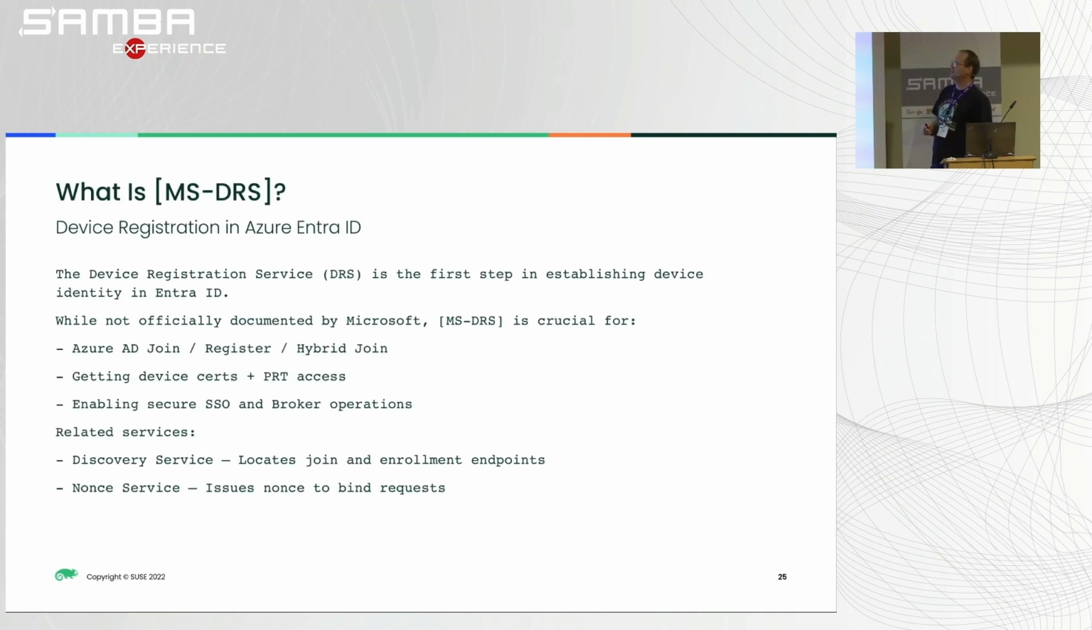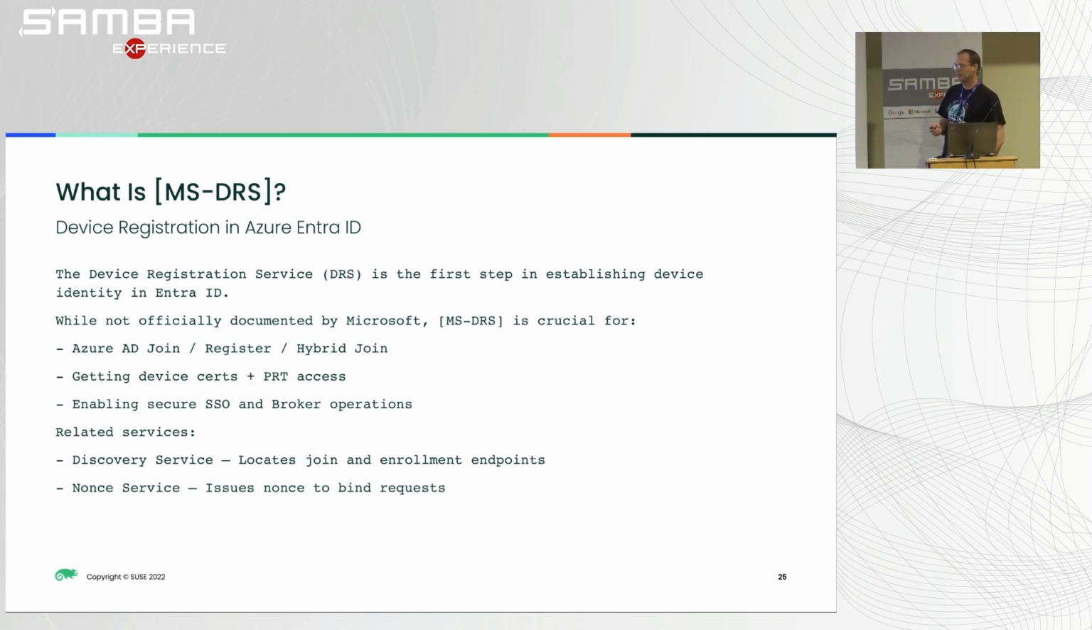DRS is the device registration service for Entra ID. This is the first step in establishing your device identity. It's not officially documented by Microsoft, but of course it's crucial in order to enroll the device and to get device certificates, to gain a PRT, which is essential for your single sign-on and broker interactions, token issuance, token refresh, etc.